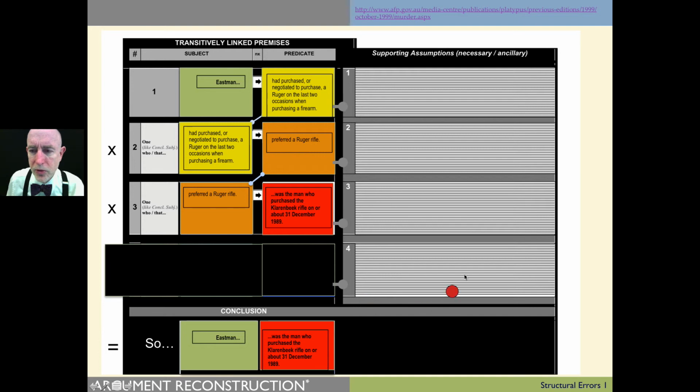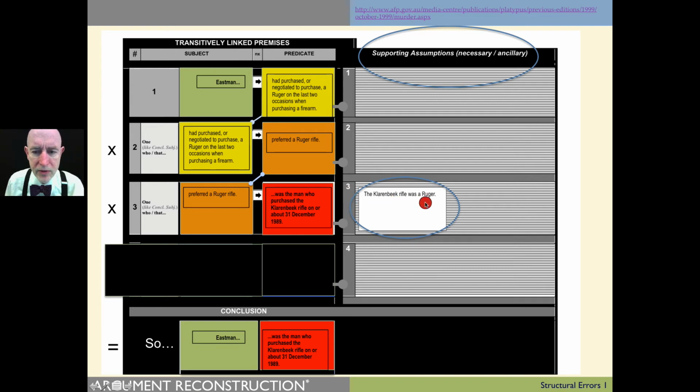But remember, when we're doing the logic bridge 5 steps, we have to also consider supporting assumptions that might be important. And here, I've concluded that you would have to place the assumption the Clarenbeck rifle was a Ruger for this premise to have any chance of some level of certainty.